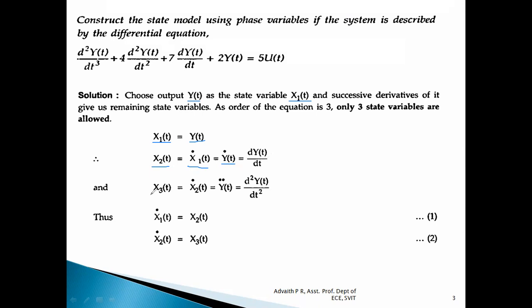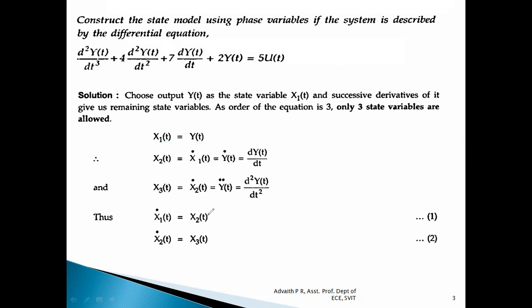Similarly, we have considered x3 of t, the third state variable, as dx2 of t divided by dt. So when we differentiate this x2 of t with respect to time, we get x3 of t, which is nothing but the double differentiation of y of t. The same thing is written here, d square y of t divided by dt square. So we have considered the state variables in this fashion.